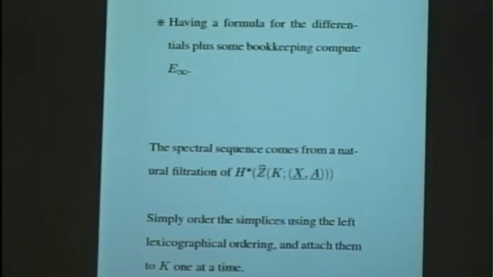Remember, the Z hats are the building blocks for Z, and it's a little bit easier to describe the spectral sequence for Z hat. First of all, the vertices of K are ordered. They came from the numbers from 1 to M. That implies an ordering on the simplices by using the left lexicographical ordering on the vertices that occur in a simplex. And if there are different dimensions, the bigger dimension is bigger than the smaller dimension. And now the spectral sequence, you do the most obvious thing you can think of. You add one simplex at a time to K.